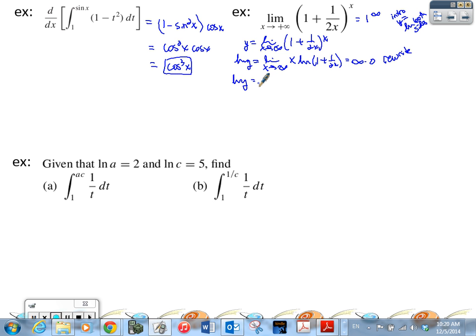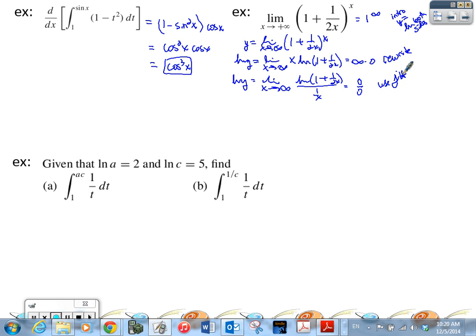We need to get it in fraction form so that we can force it to be, hopefully, a L'Hopital, so we can do derivative top and bottom. So I'm going to take this x, and I'm going to flip it upside down, turn it into a complex fraction. So limit x goes to infinity, natural log of 1 plus 1 over 2x over 1 over x. Okay, let's try this again. If I sub in infinity, this tends to 0. Natural log of 1 is 0, and this will tend to 0. So finally, we are in the type of indeterminate form where we can use L'Hopital.